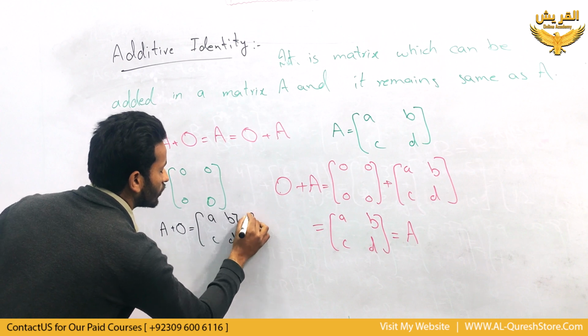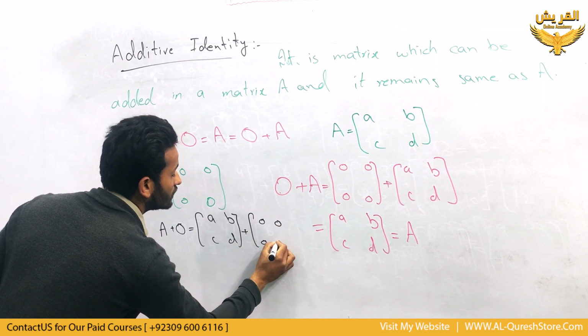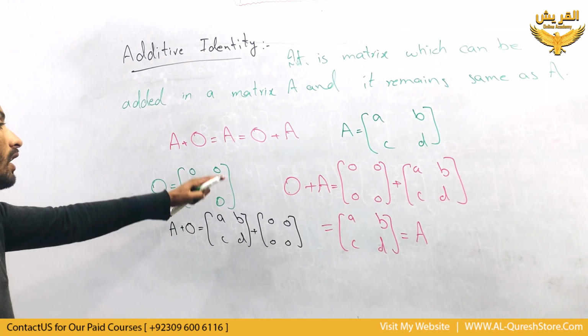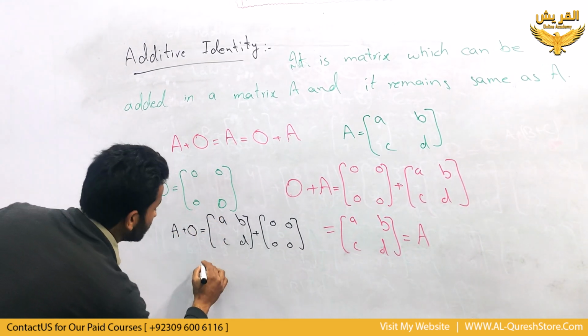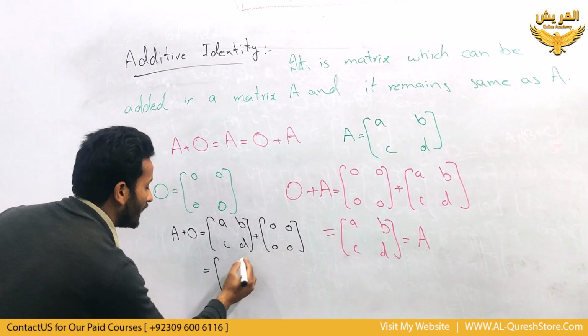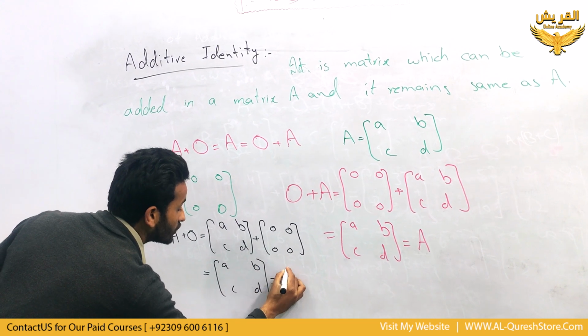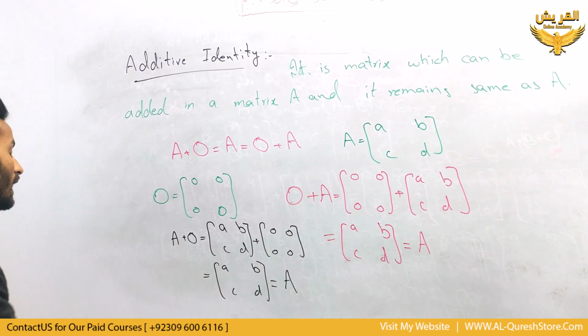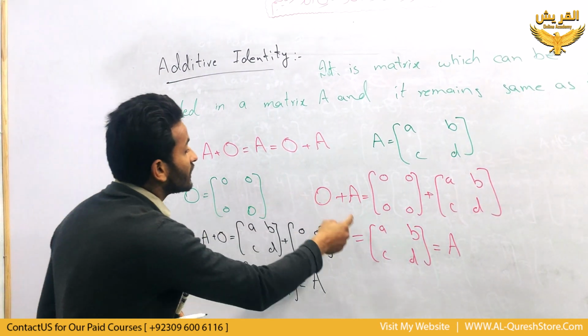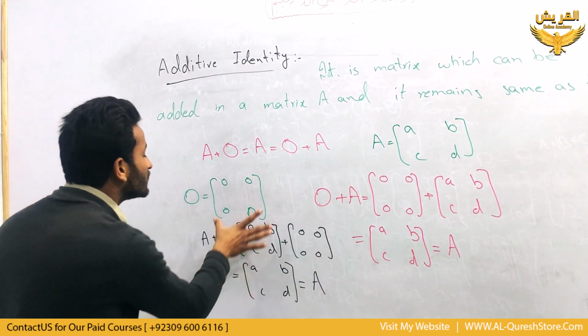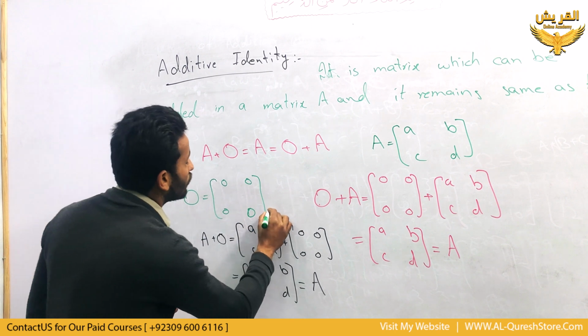Next, we find A plus O, which is equal to a, b, c and d plus 0, 0, 0, 0, as the commutative law holds in matrices. By adding them, a, b, c and d remains unchanged, the same as O plus A. So O is the additive identity. It is the additive identity of order 2 by 2.